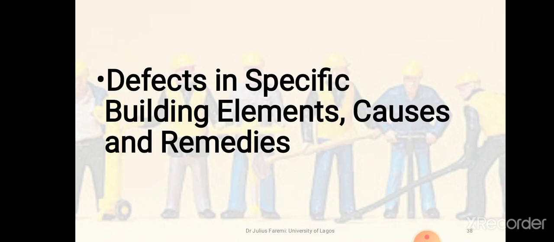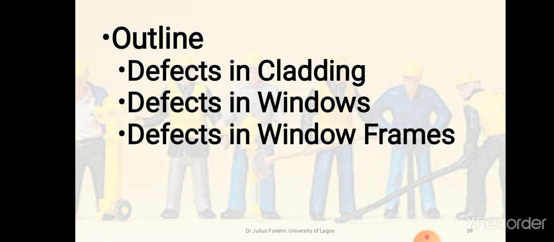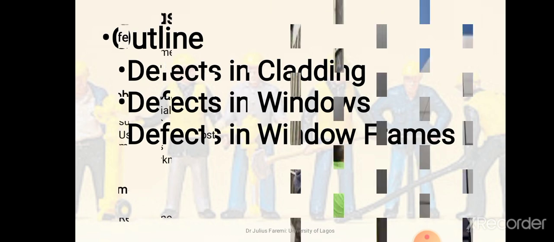In today's class, we'll be discussing defects in specific building elements, the causes of these defects, and the remedies to the defects. Precisely, we'll be discussing defects in cladding, defects in windows, and defects in window frames.